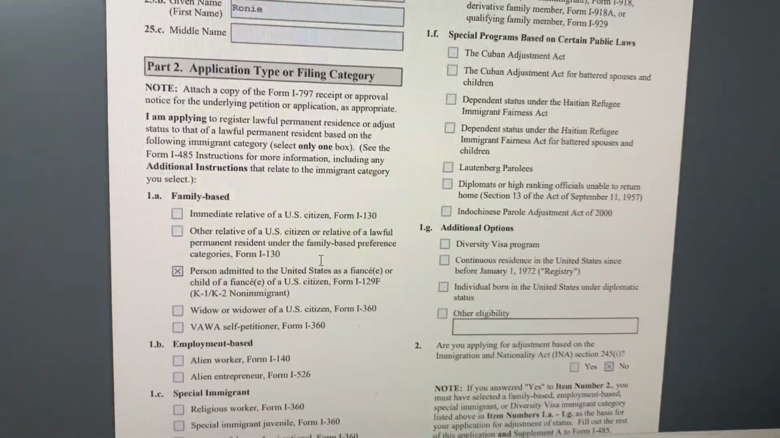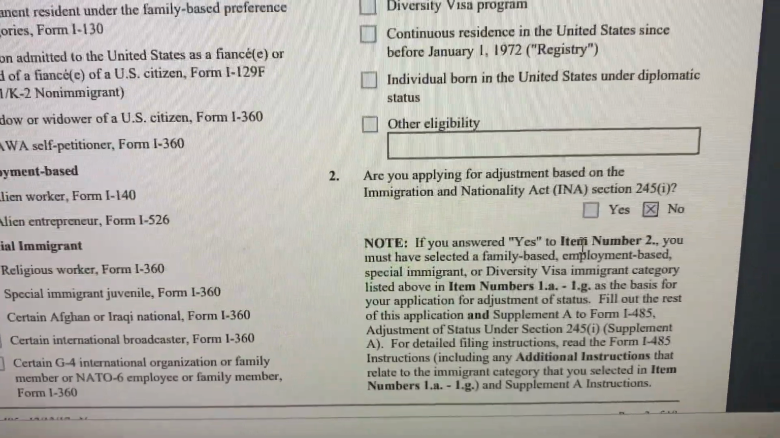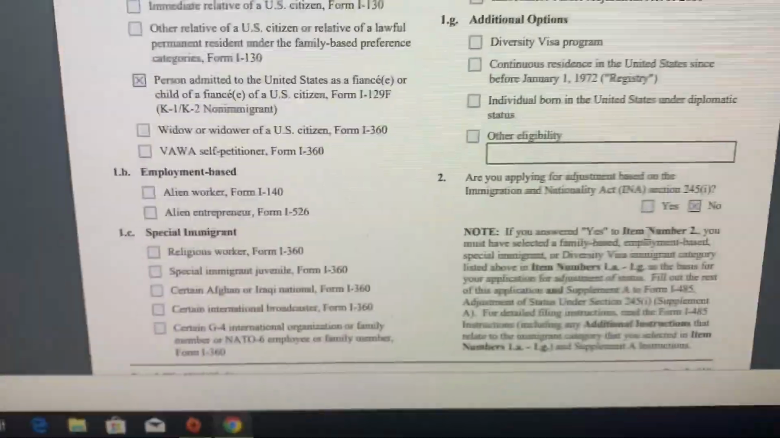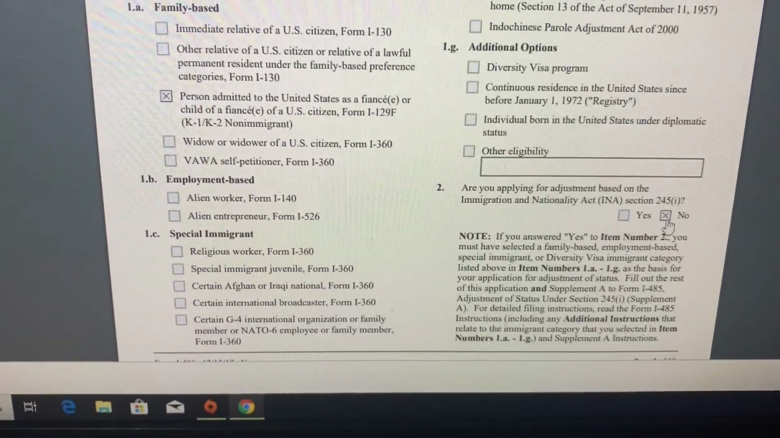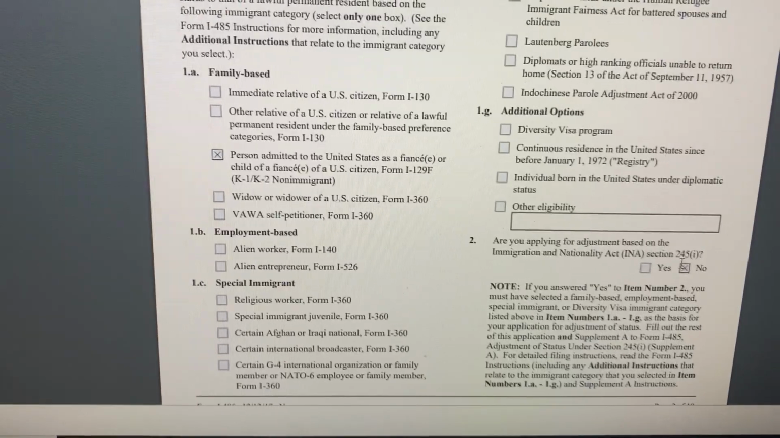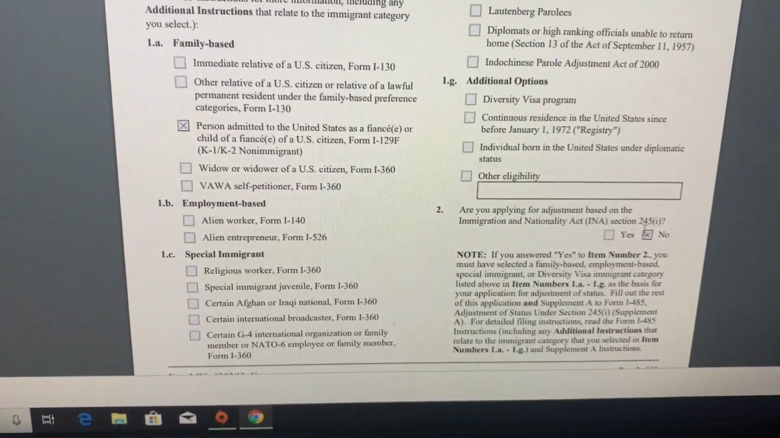And afterwards, number 2: are you applying for adjustment based on the Immigration and Nationality Act? I did research on this one, and I don't qualify. I mean, there are so many provisions in this law, in this act, so I put no.